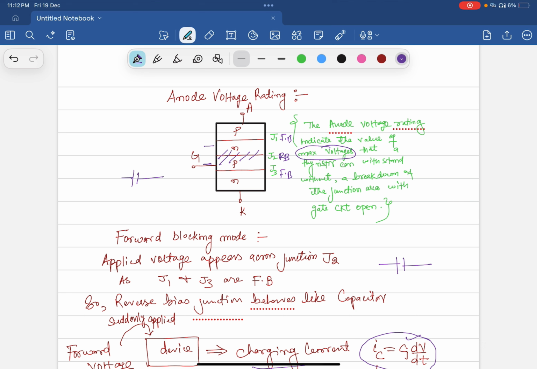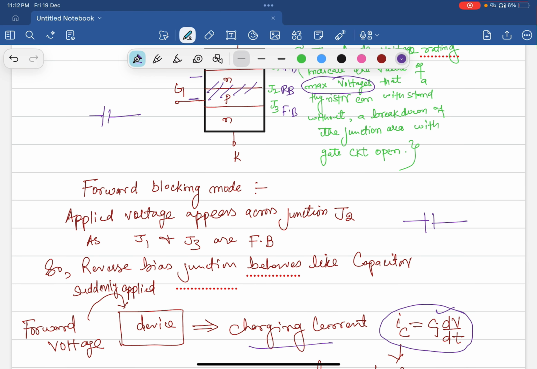As we discuss the anode voltage rating, the definition is that the anode voltage rating indicates the value of maximum voltage that a thyristor can withstand without a breakdown in the junction area. So there is a maximum voltage that a thyristor should withstand. Otherwise, the thyristor junctions would get damaged due to increase in the temperature.